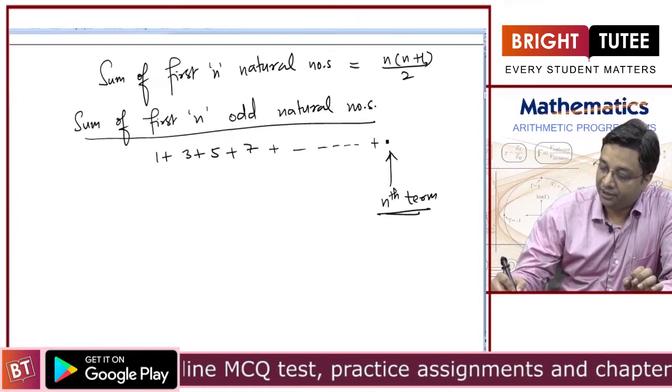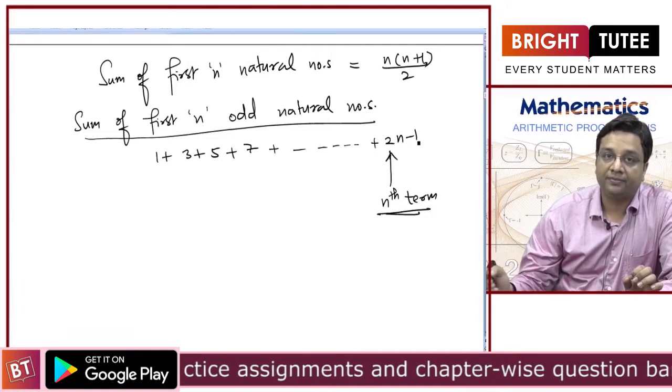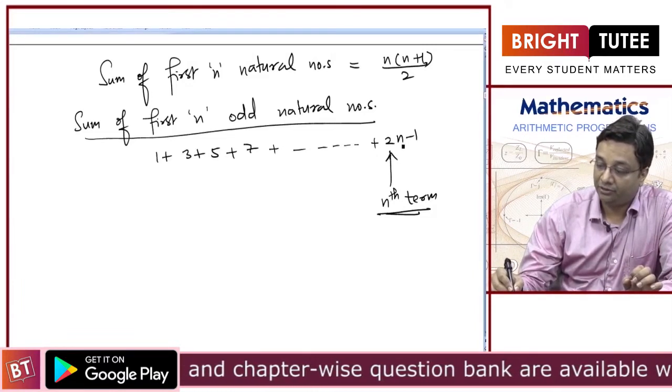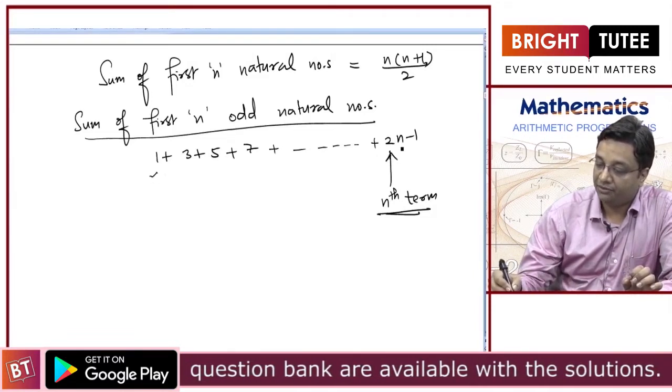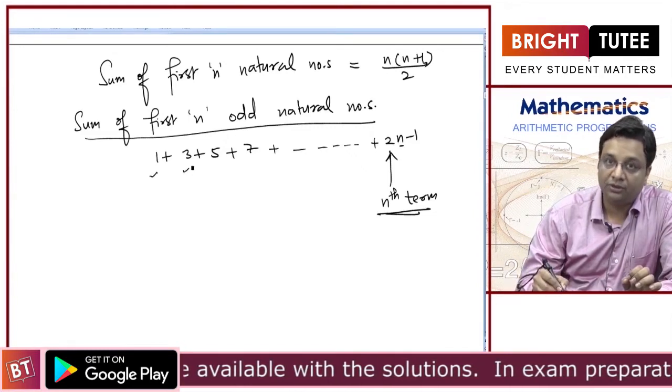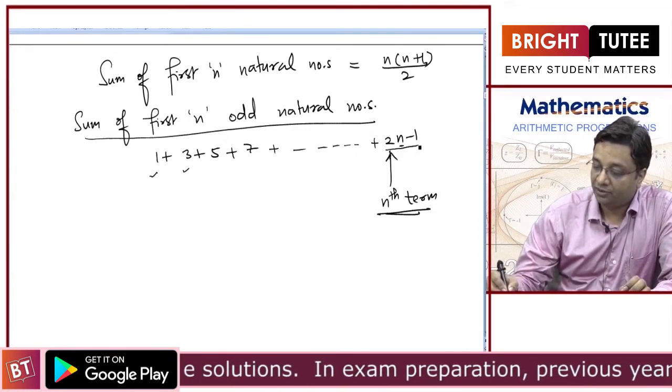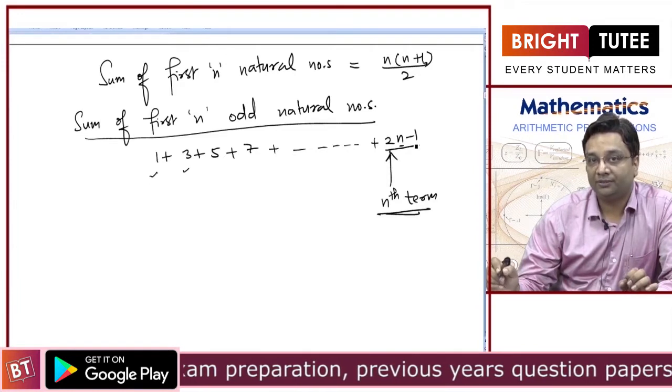Nth term here will be 2n minus 1, right? Because if you put n equal to 1 here, it will give you 1. If you put n equal to 2 here, it will give you 3. So the nth term of this AP will be 2n minus 1.